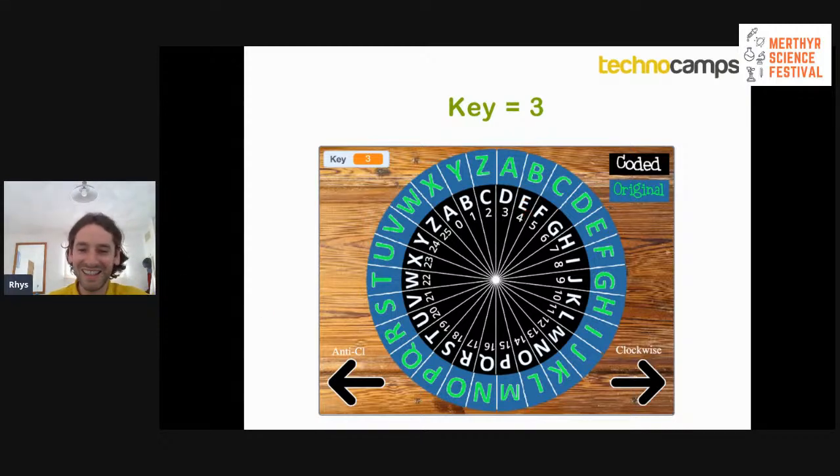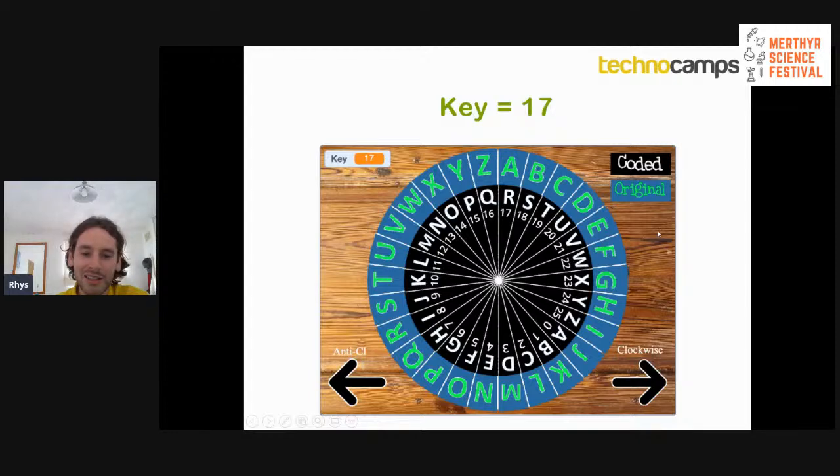Nice. Okay, brilliant. Okay, let's try another one now then. So that's with a shift of 3. So let's look. What if we did a shift of 17? Now, as you can see here, the A with a shift of 17 becomes an R. So, can you encrypt your hobby using a shift of 17, please?